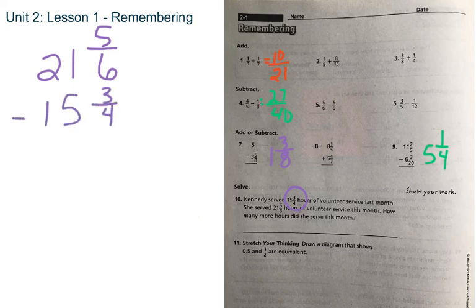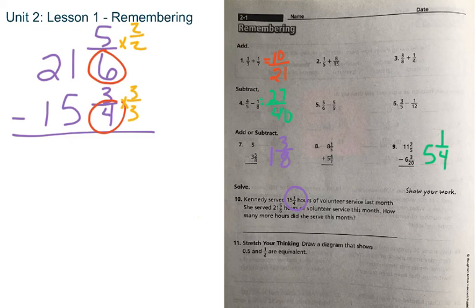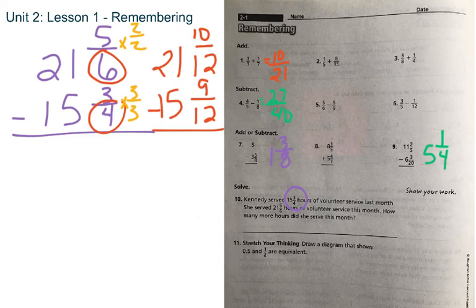Now we know that we have 6 and 4 as our denominators, and we know that those are both factors of 24, but they're also both factors of 12. We can multiply top and bottom of this by 2 to get 12 as a denominator, and top and bottom of our bottom number times 3 to get 12. So we now have 21, and 5 times 2 is equal to 10, 6 times 2 is equal to 12. And then we have 15, and we have 3 times 3 is equal to 9, and 4 times 3 is equal to 12. And then you can subtract.